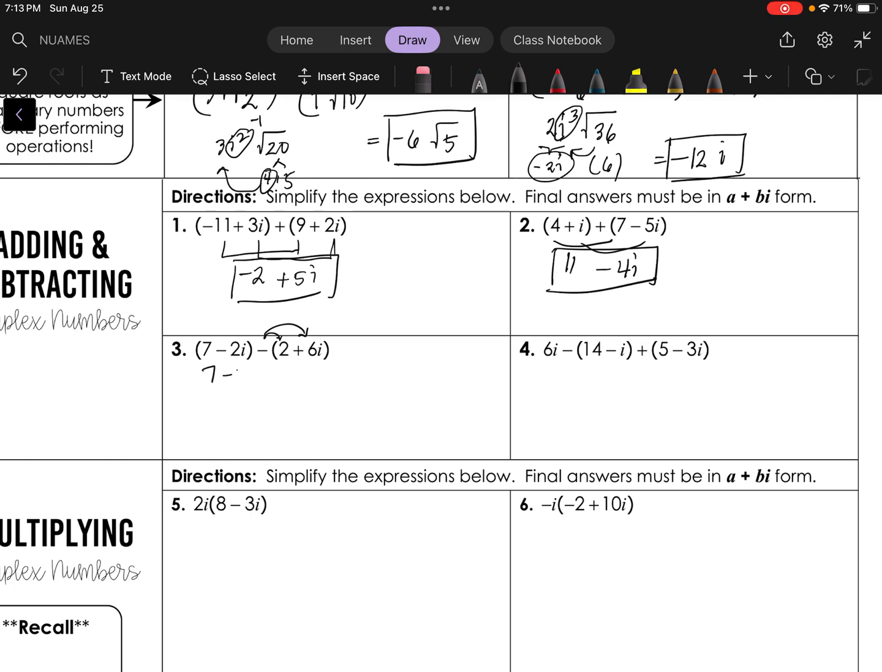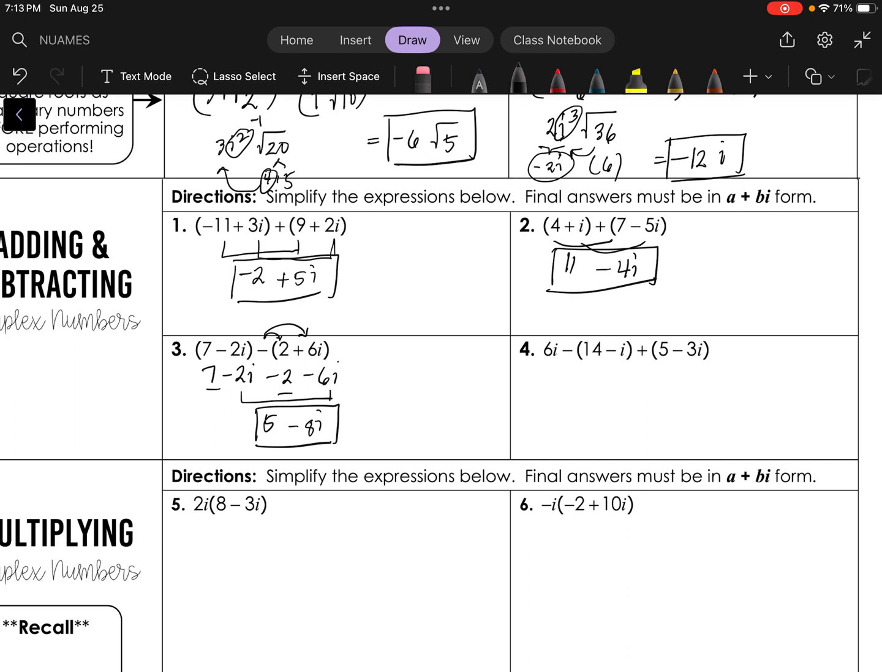You have 7 minus 2i minus 2 minus 6i. And that's the time you have to combine them. So 7 and 2 are the real part, you get 5. Negative 2i and negative 6i gives you negative 8i. And once you arrive at that a plus bi form, that would be your final answer.